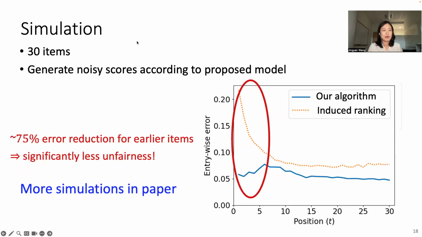Finally, we provide simulation results where we assume there are 30 items in total. We generate noisy scores for these items according to the proposed model F. And in this plot, we show the error for the item at each position. And we see for items appearing at earlier positions, for example, the ones in the red circle, the ranking error is significantly reduced by our algorithm compared to induced ranking. This suggests our algorithm is also more fair for the items that appear early.